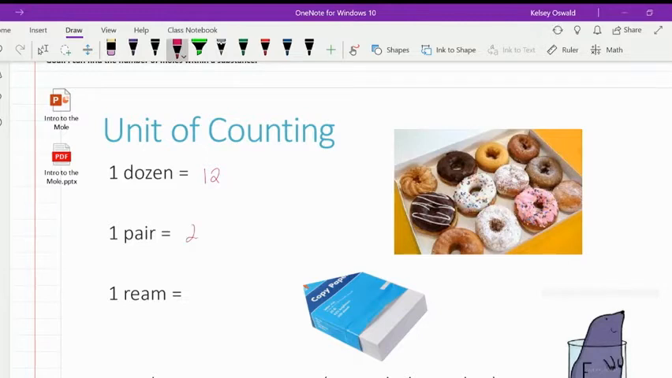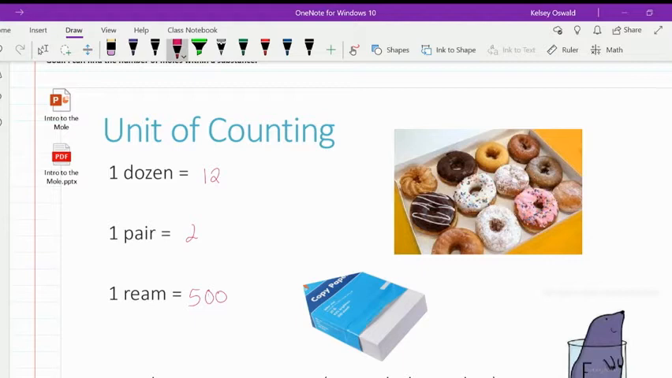And then another common unit of counting is going to be a ream. And this is pretty common with paper. Whenever we refer to a ream, we're talking about 500. So a ream of paper would have 500 sheets, or 2 reams of paper would have 1,000.